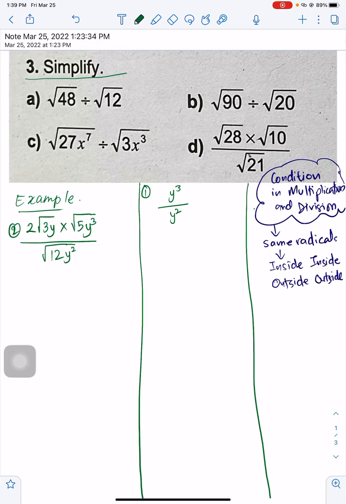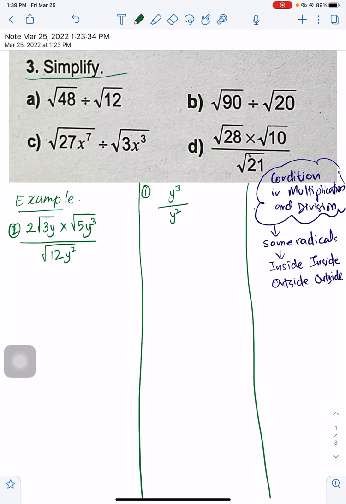Okay, how to simplify between radicals. Now, this is particularly for multiplication and division. The condition is you have to have the same radical, meaning if it is a square root it will work only with square root, and if it is a cube root it has to be a cube root to combine.